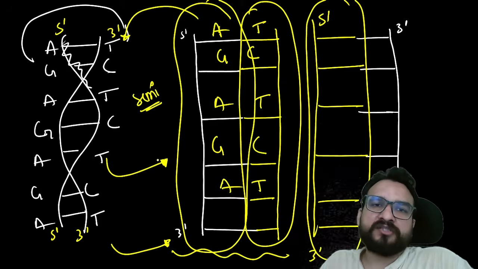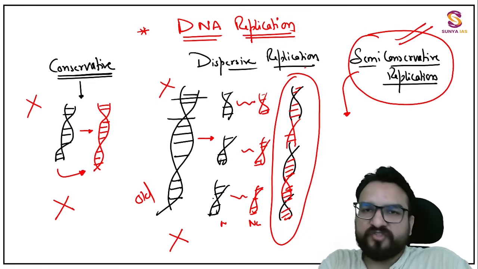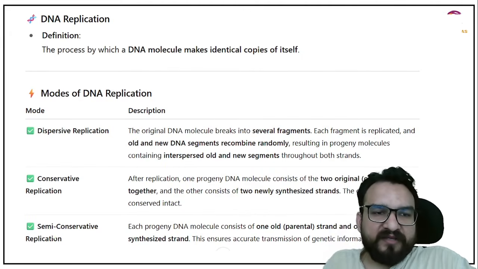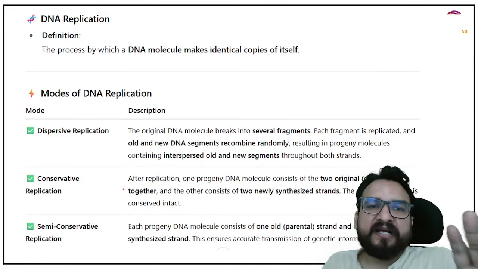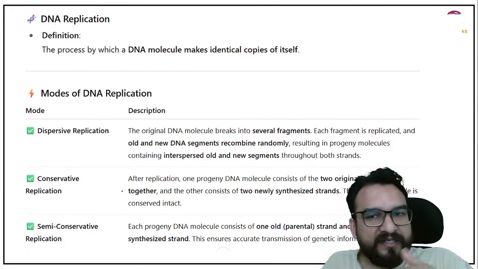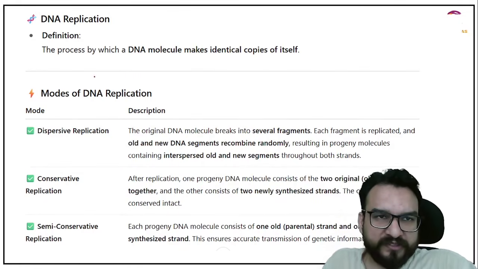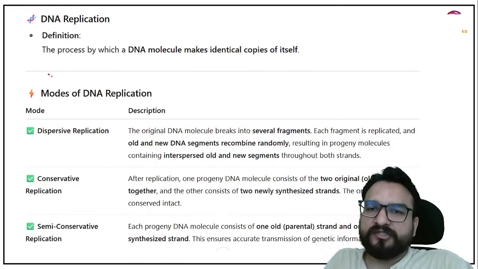This is not the case, which was found out by Meselson and Stahl, something you will be finding. See over here guys, everything I have given you is in the notes. More than these notes, you will not be needing anything. I have updated it to the most recent, and you can utilize these particular notes anytime. And these things will not change, okay?